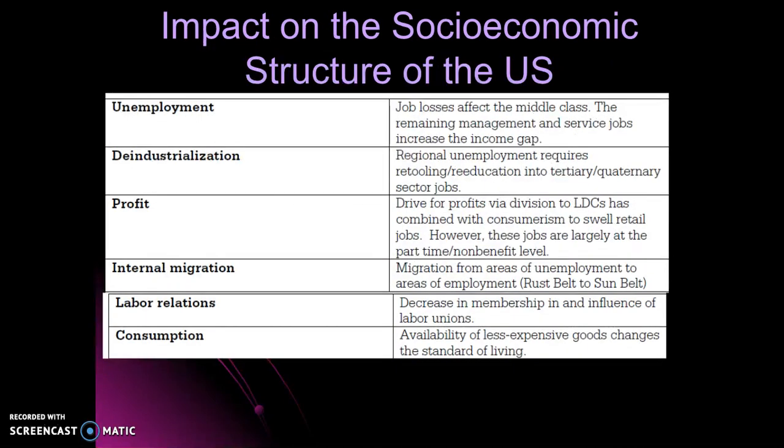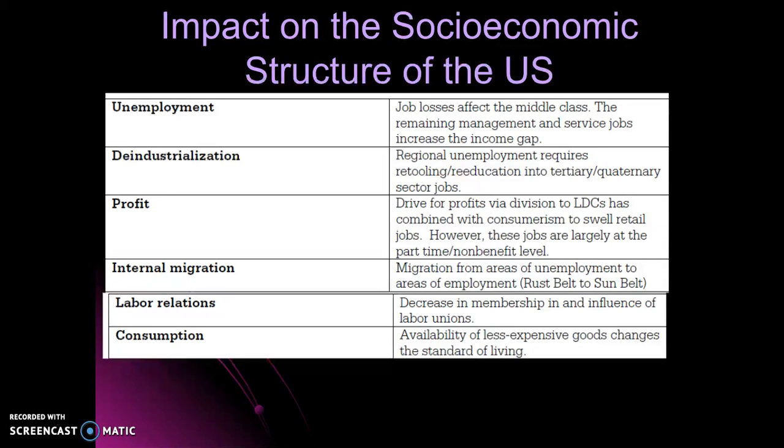Let's talk about the impact of this international division of labor on the socioeconomic structure of the United States. Sometimes this can create unemployment. Those jobs that were in those factories in places like Detroit and Flint and Ohio and Pennsylvania and Delaware, those people no longer have those jobs because those jobs have moved to factories in places like the maquiladoras in Mexico or special economic zones in China or other areas of Southeast Asia. So you see some job loss there that can affect the middle class, those people who used to have those decent jobs, and that increases the income gap.